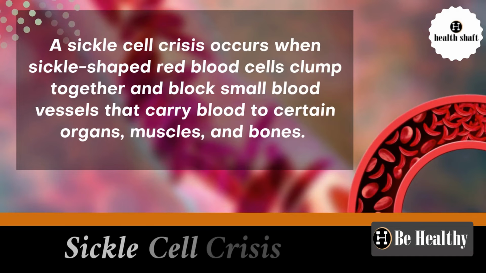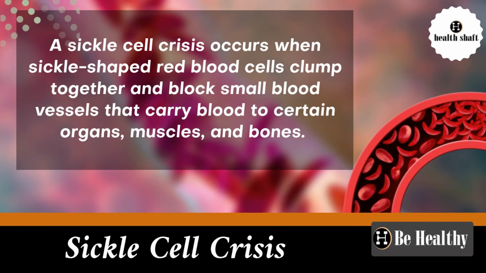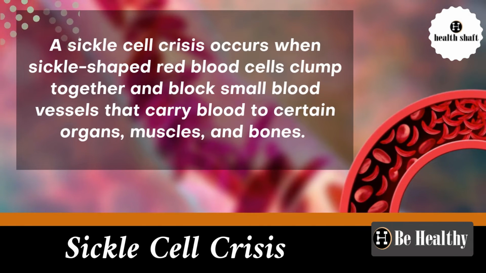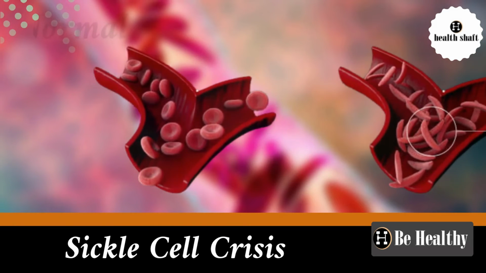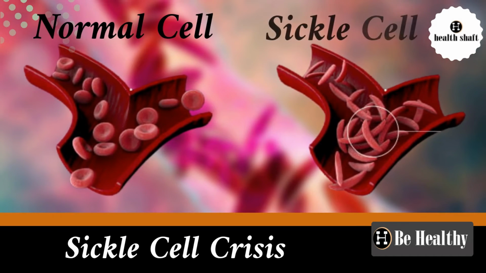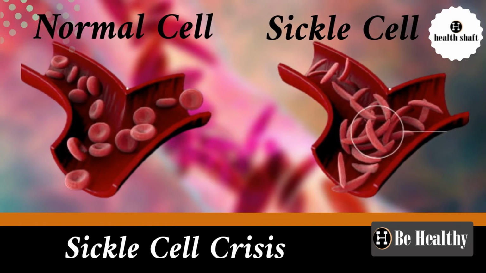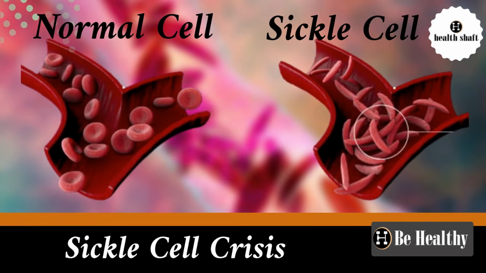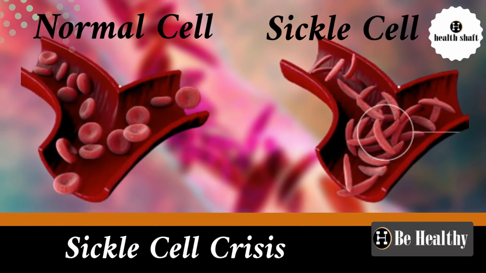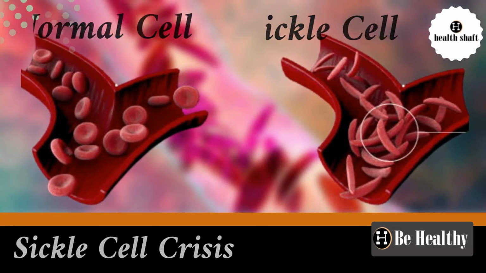Now let us not take more time and discuss sickle cell crisis. A sickle cell crisis occurs when sickle-shaped red blood cells clump together and block small blood vessels that carry blood to certain organs, muscles, and bones. This causes mild to severe pain. The pain can last from hours to days.